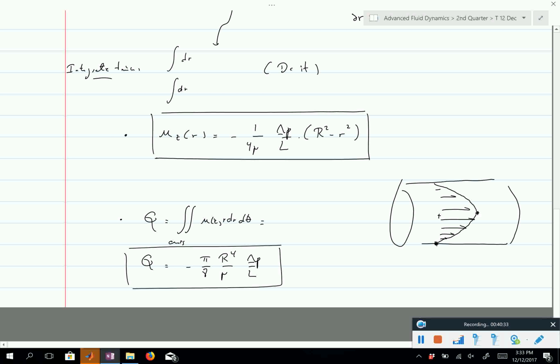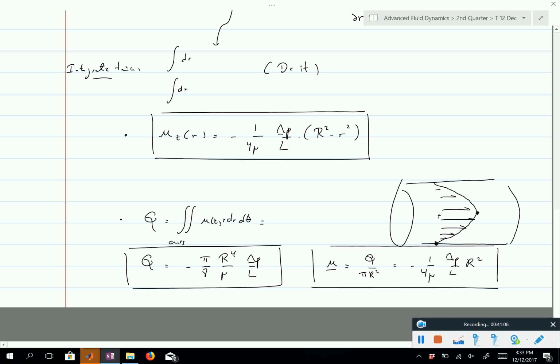And if you want to see what the average velocity would be, then the average velocity is just Q divided by pi R squared. So it would be equal to minus 1 divided by 4 mu, delta p divided by L, R squared. So we do get back our scaling. The only thing we couldn't get from the scaling was the 1/4. We do have the 1 over mu, delta p over L, R squared. The only thing we didn't have is the 1 divided by 4.